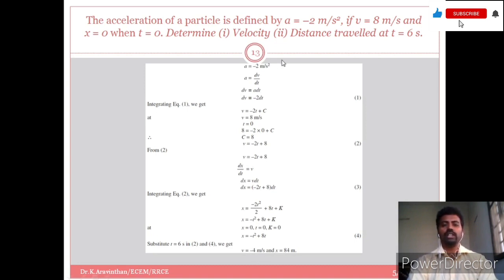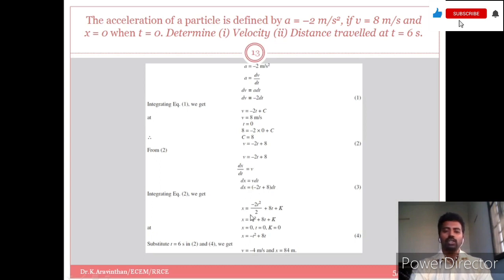Next, if you need distance, the second concept is distance. So how to find distance? We have a velocity equation. Further you have to integrate the velocity equation. So what is generally velocity? dx by dt. So we know the velocity equation. If you cross multiply, it is v dt. So v we already know, v is minus 2t plus 8. So if you substitute minus 2t plus 8, you will have the differentiation component.